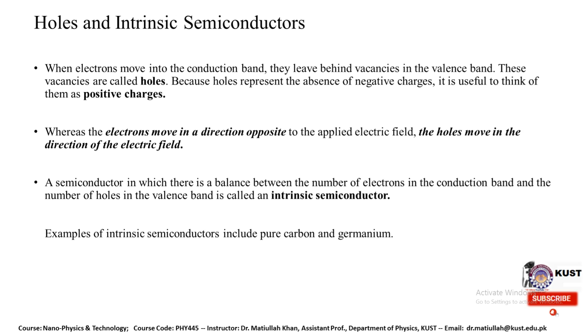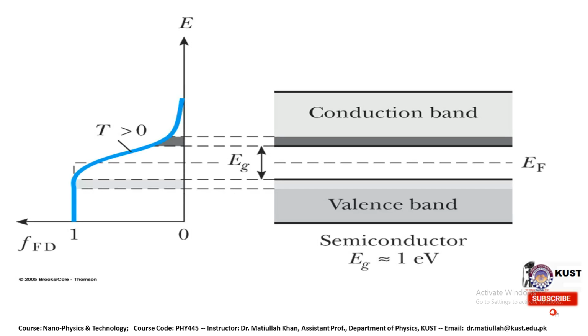So we have holes and electrons in intrinsic semiconductors. For an intrinsic semiconductor, that is the pure semiconductor, the number of electrons should be equal to the number of holes, because as a whole this material is neutral. Whenever a single electron moves from the valence band toward the conduction band, it leaves behind a hole in the valence band. So for an intrinsic semiconductor material, the number of electrons should be equal to the number of holes, and both contribute to the current.